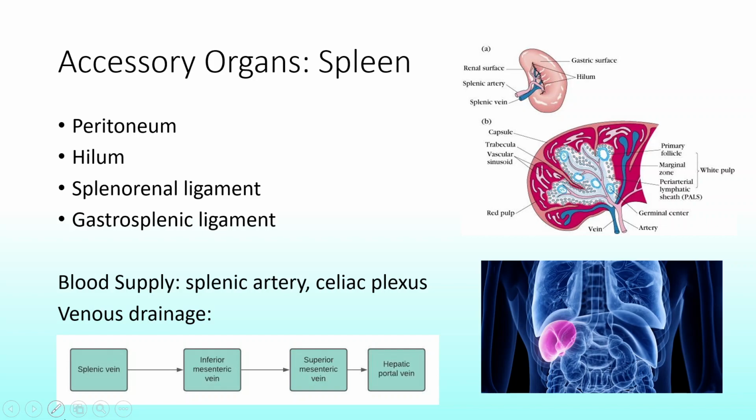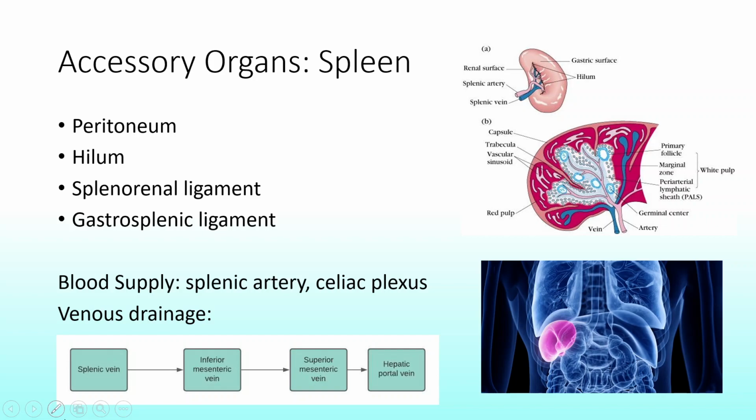We also have a splenorenal ligament, which connects the spleen to the left kidney, as well as the gastrosplenic ligament, which connects the spleen to the posterior wall of the greater curvature. So blood supply: the splenic artery distributes the blood to the organ, and it branches from the celiac trunk. The nerve supply of the spleen is the celiac plexus. The effect would be vasomotor, which controls the size of the splenic artery.